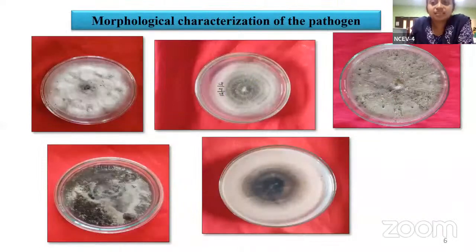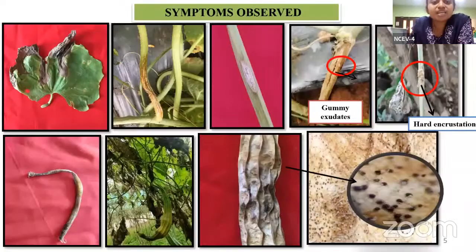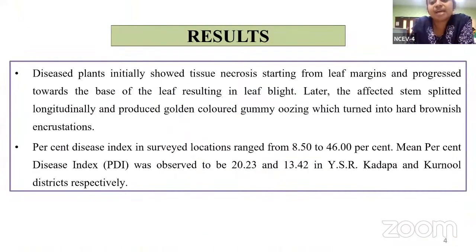Then we collected the infected samples, and during the survey, the percent disease index ranged from 8.5 to 46%, and the mean percent disease index was observed to be 20 and 13.42 in YSR Kadapa and Kurnool districts respectively. We found the higher percent disease index in YSR Kadapa district. Many reasons might be there, but it might be due to favorable environmental conditions like high relative humidity and continuous cropping of cucurbits, which might favor the faster development and advancement of the disease.